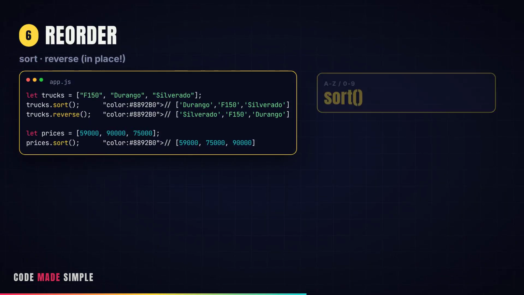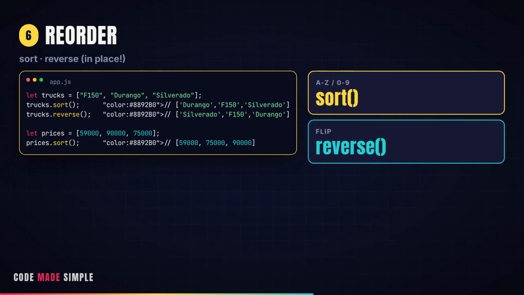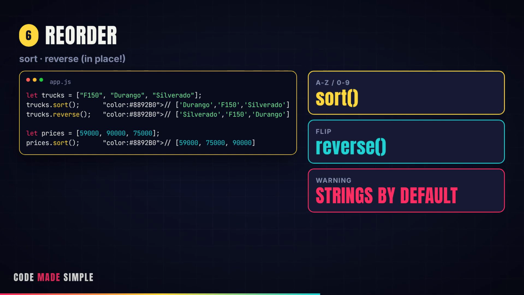2 moves. Sort arranges alphabetically or numerically in place. Reverse flips head and tail. Careful. Default sort treats everything as strings, so 90 would come before 9. We'll fix that in a future episode.